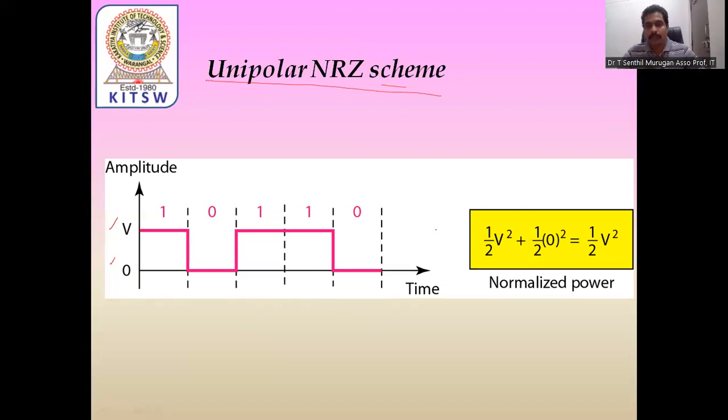How can we calculate the normalized power? It is V square or 0 square. Considering the voltage or 0, half into V square plus half into 0 square. Finally we get half V square. We are getting half the power only.